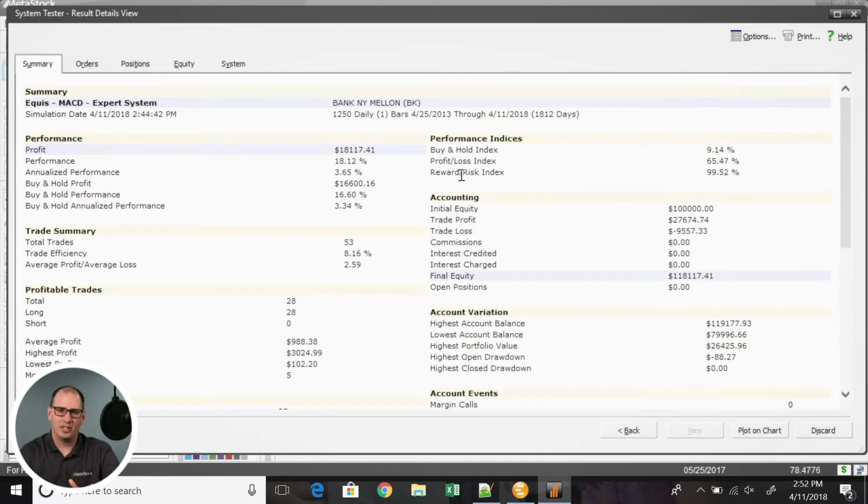So the other thing I like to look at is this reward risk index. It's at 99.52. So if we're looking at this number, what it says is the closer the number is to 100, the better your overall results are as far as risk. If it's low, if it's down towards the 0, then you know you're having something that's more risky. What I recommend doing is just kind of going to the Metastock help, clicking on that and searching for reward risk, and you'll find more information about that. But what we're going to do is we're going to kind of jump ahead here, and we're going to see some of the other information in the tabs.